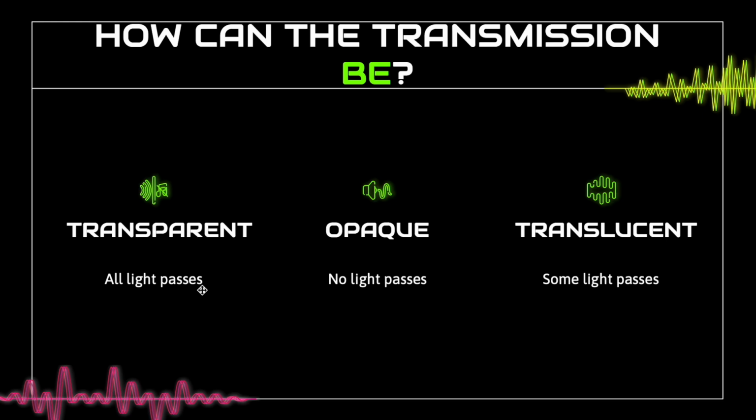Transparent is when all light passes. Opaque is when no light passes. And finally, translucent is when only some light passes.